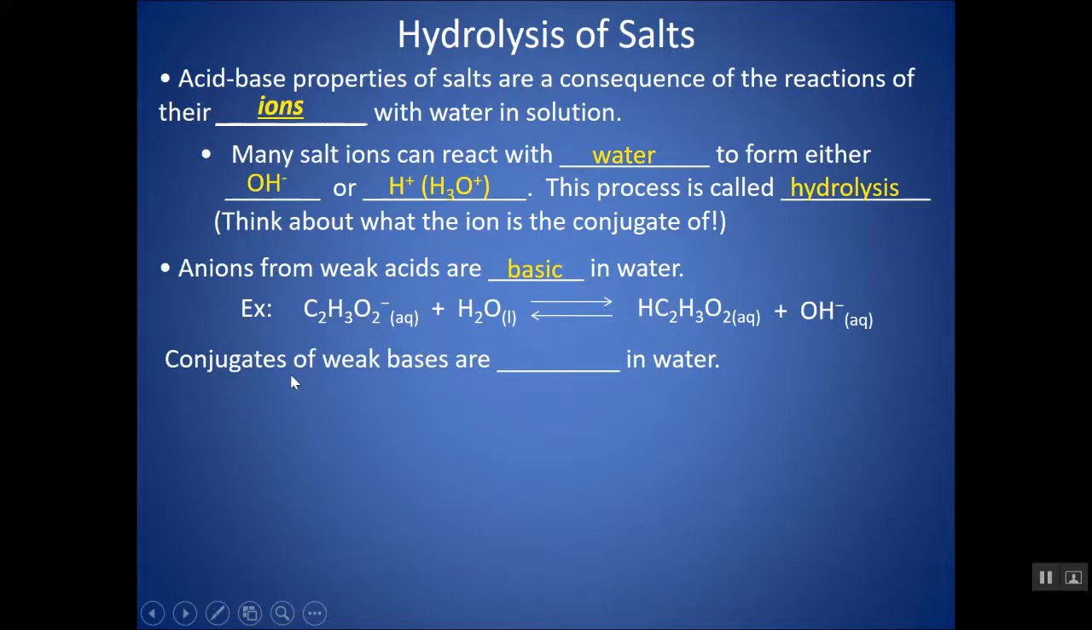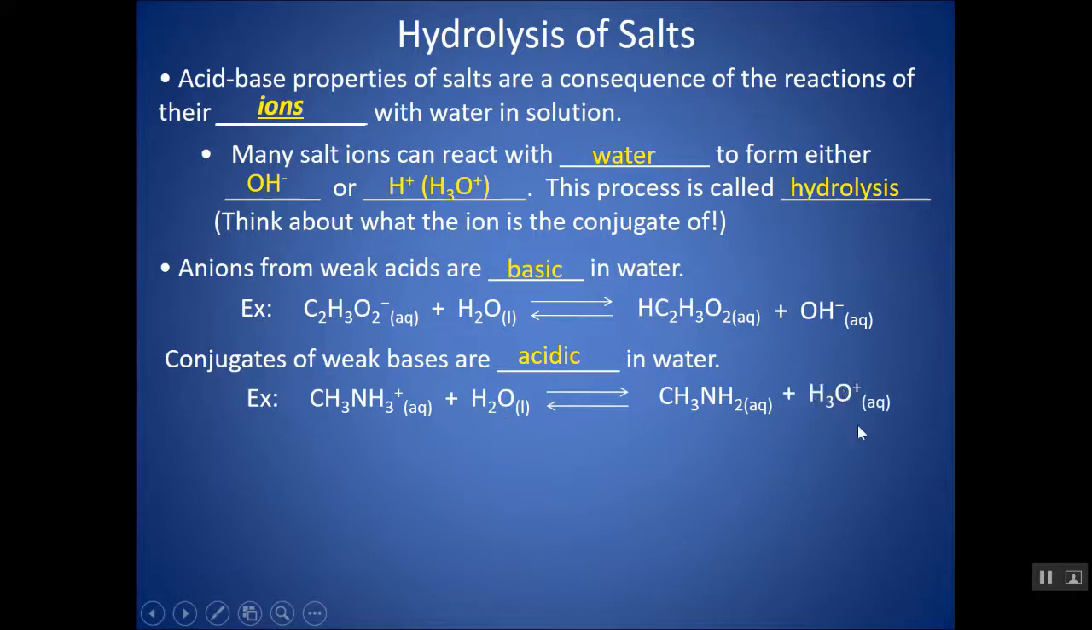Now, if you have a conjugate of a weak base, that's going to act acidic in water. So if you have something like this example here, this is going to act as an acid. It'll donate an H+, and it'll turn into its conjugate base when it does that. This is a weak base, notice, and that's why this can function as a weak acid. And water, by accepting an H+, turns into hydronium, and that's how you get a weak acid in solution.